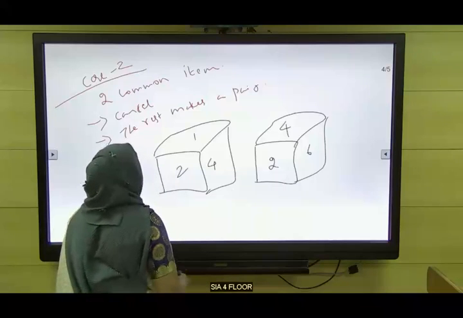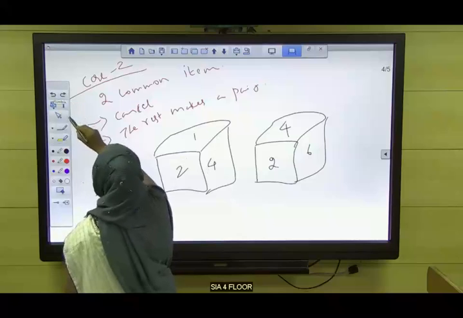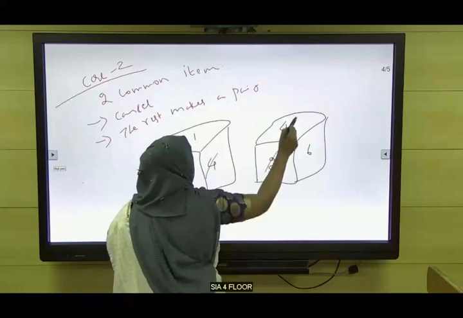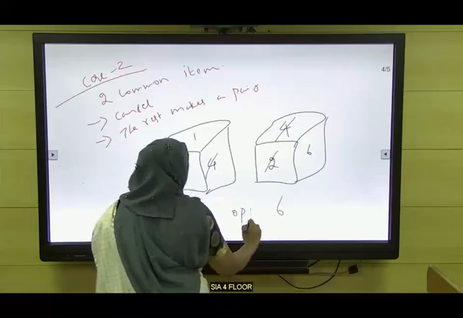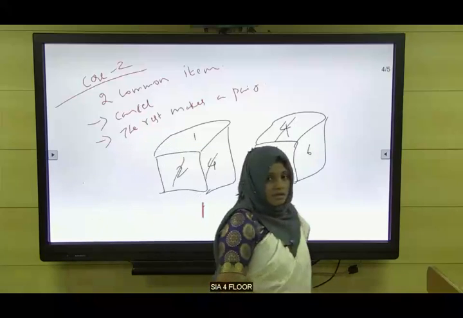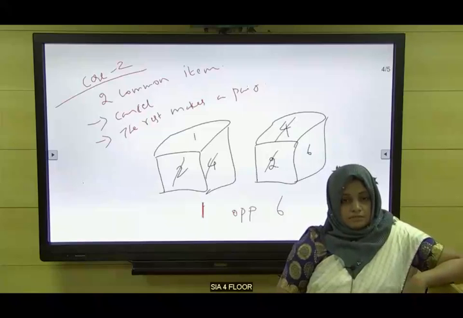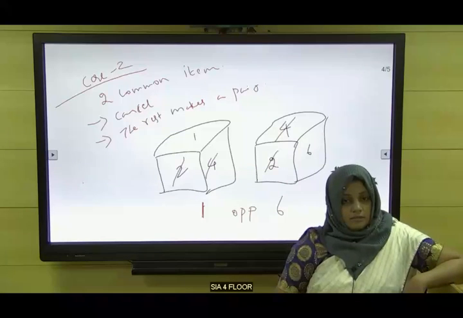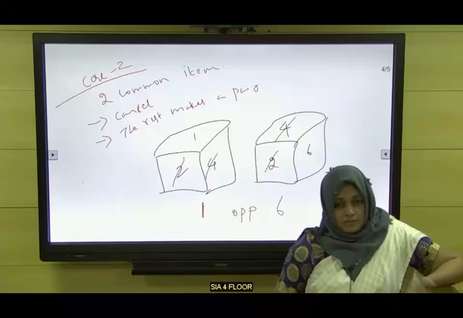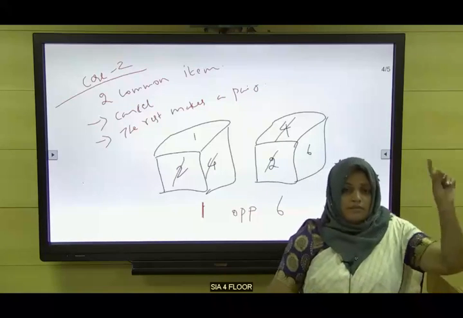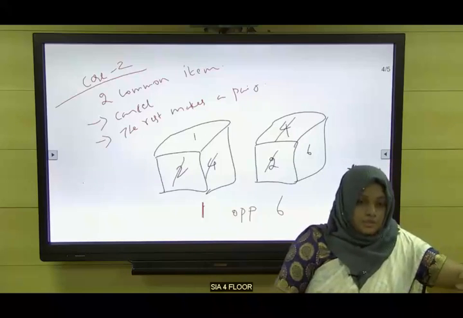Okay. So now just cancel the common numbers. Here 1 is left out, here 6 is left out, so these two are opposite. Okay, got it? So draw this and just cancel the common ones. One number is left out on dice 1, and one number is left out on dice 2. So those make a pair.